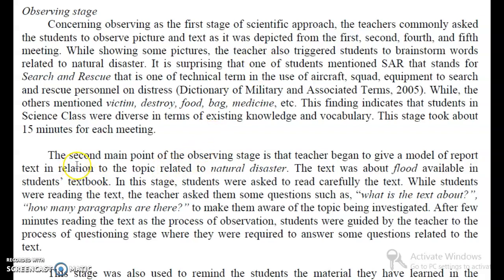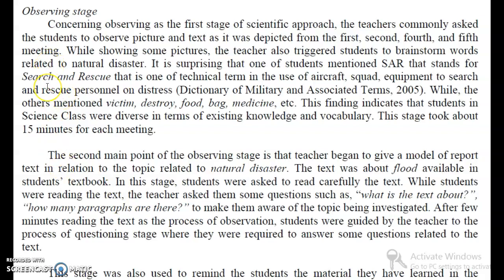And then we can see here the second main point of the observing stage is that the teacher began to give a model of report text in relation to the topic of natural disaster. The text was about flood, available in the students' textbook. In this stage, students were asked to read the text carefully. While students were reading, the teacher asked them some questions such as, what is the text about? How many paragraphs are there?